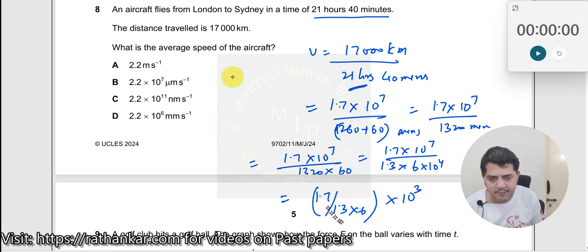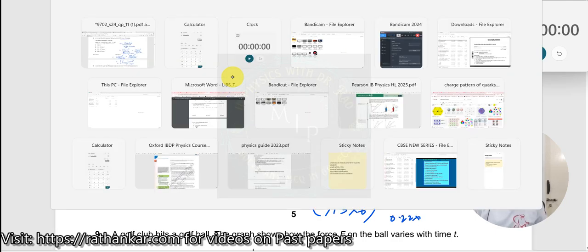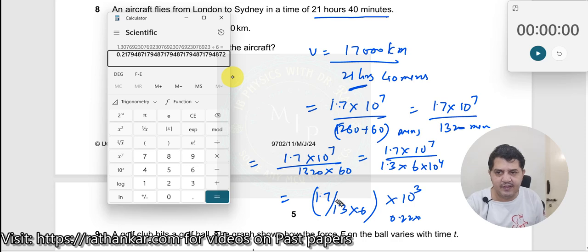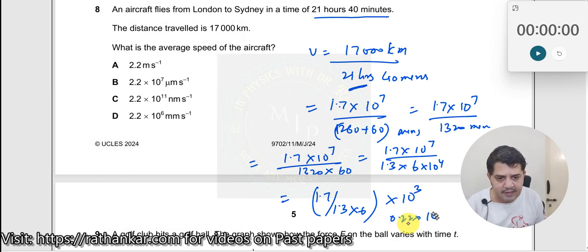See, definitely 1.7 and 1.3, it can go one time, or 1 point something divided by 6, maybe around 0.1 something. So now this is around 2.2 you get, so you will get 0.22 here into 10 cube. If you want, you can use your calculator. I write this as 1.7 divided by 1.3 is equal to so much, divided by 6 is equal to 0.217, which is 0.22. I told you, into 10 cube I get.